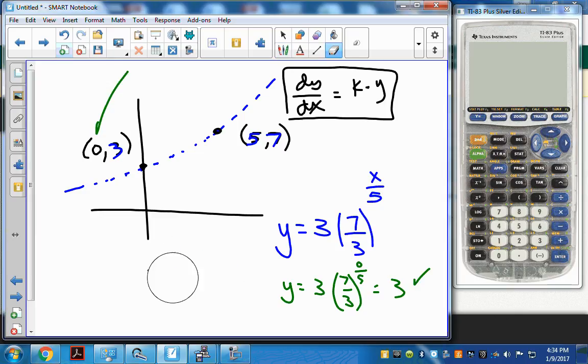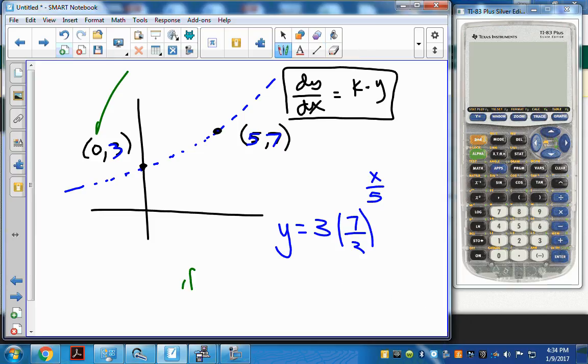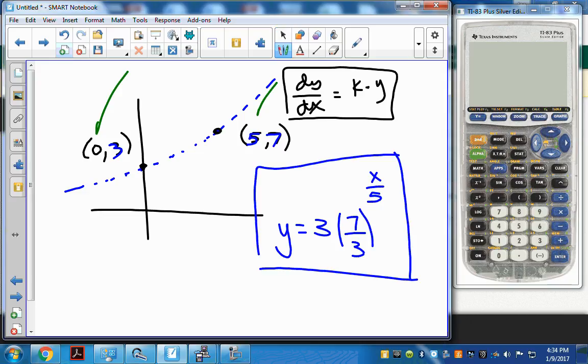Suppose x was equal to 5. Let's see what happens. If x is equal to 5, then we get y is equal to 3 times 7 thirds to the 5 over 5. 5 over 5 is 1. 7 thirds to the first power is 7 thirds. And the 3's cancel, and we get 7, which is this one. Okay, so we do have the correct function here. No problem. That's our exponential function that meets these 2 criteria. And it will work for growth. It will also work for decay.